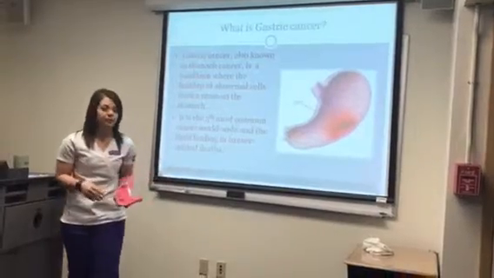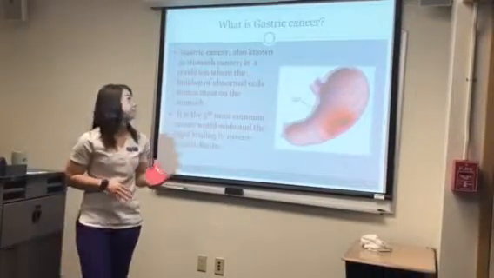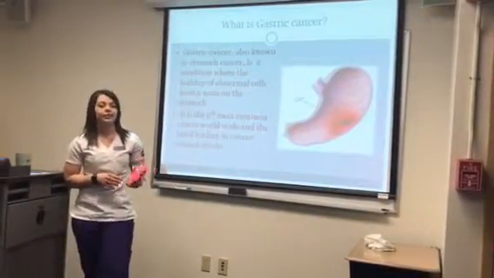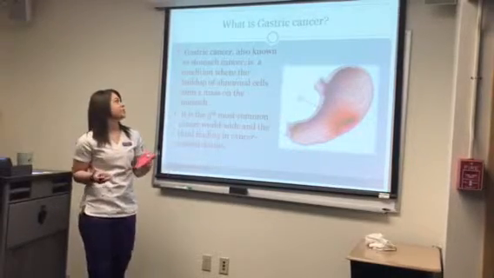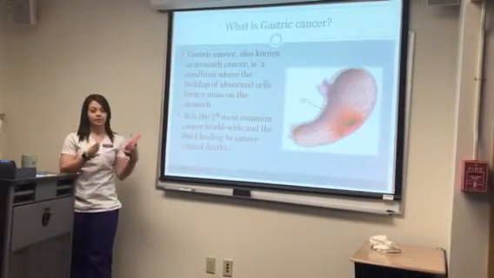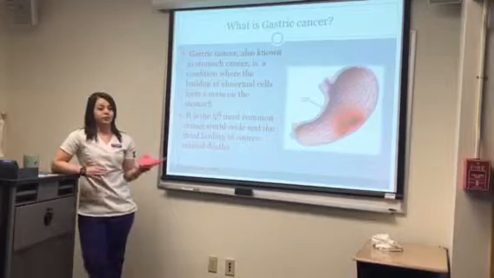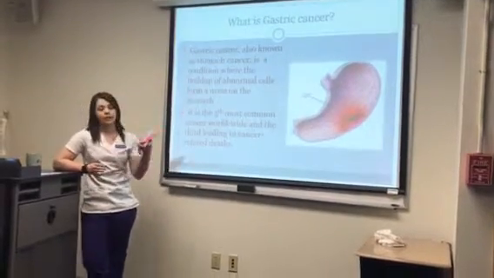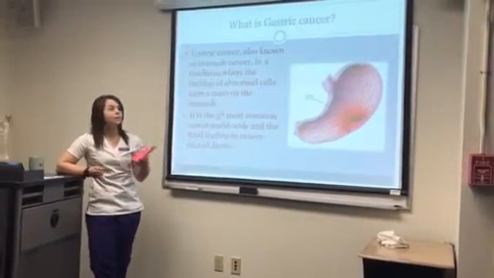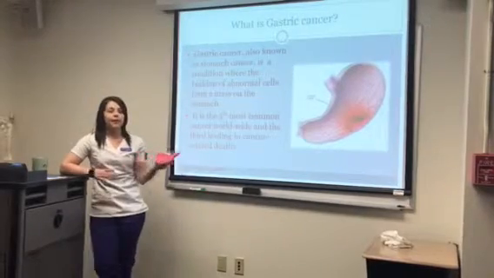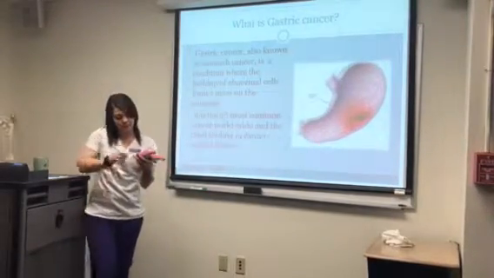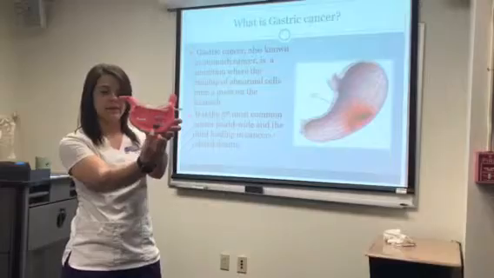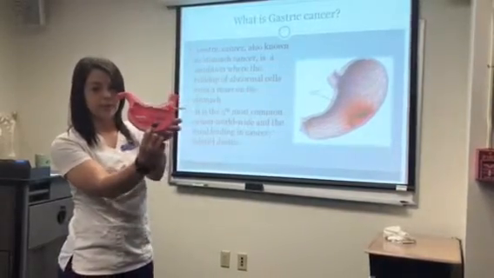Okay, now that we've done a brief overview of the gastrointestinal system, let's talk about what exactly gastric cancer is. Gastric cancer is also known as stomach cancer, if you haven't heard it from gastric already. It's a condition where a buildup of abnormal cells forms a mass on the stomach. You can see this in our little model right here: the black dot is going to be the gastric cancer.